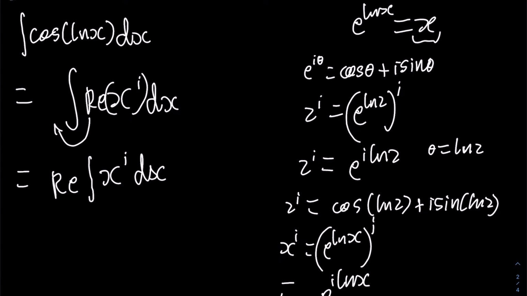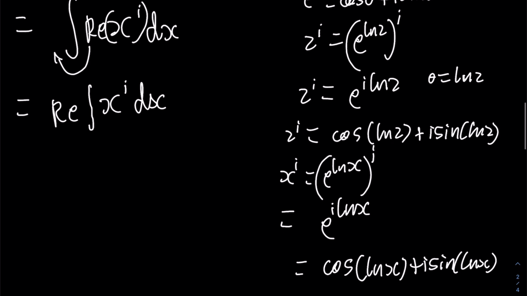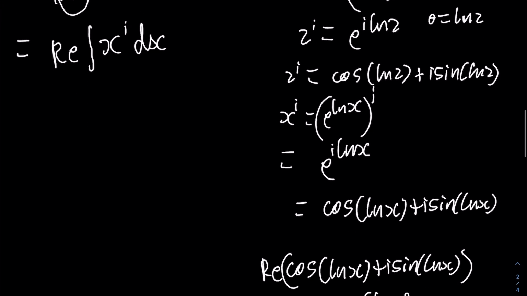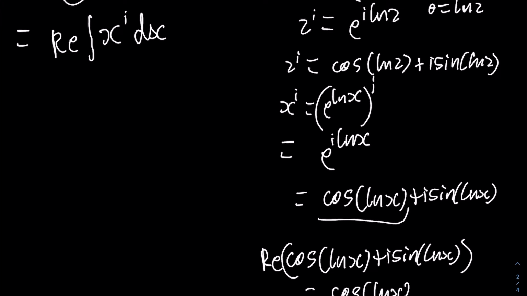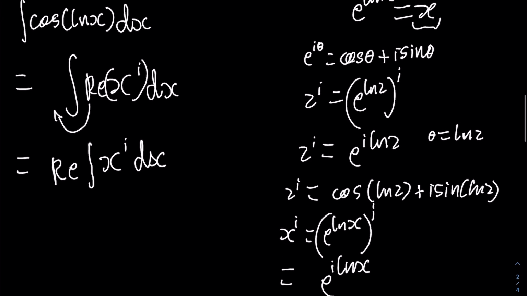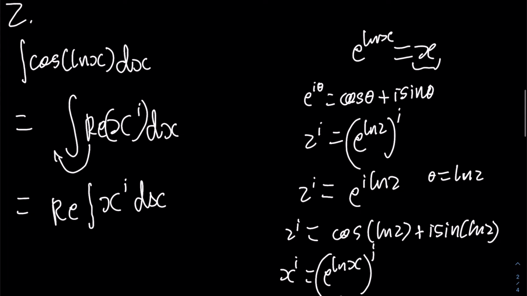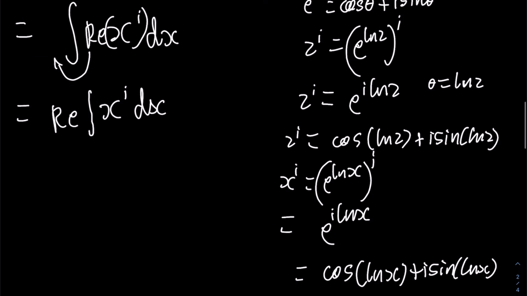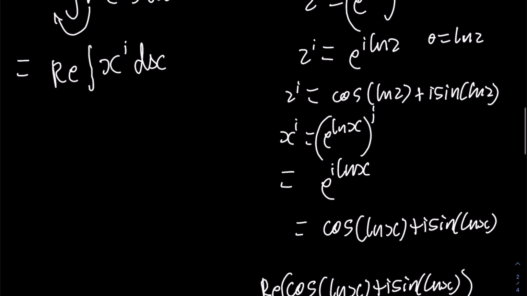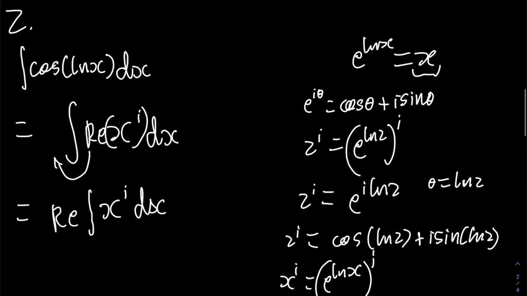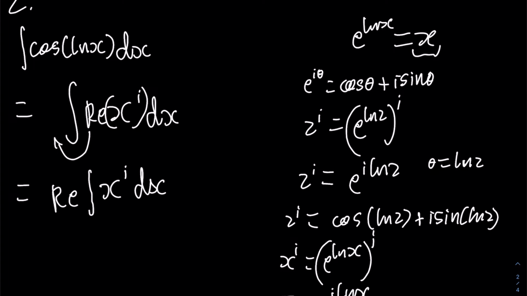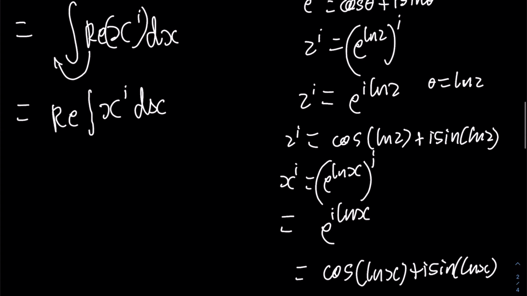So what this is essentially saying is that once we compute the integral of x to the i dx, taking the real part of the resulting expression will give us the integral of cosine of ln x. So that is pretty cool. And we can also logically see that if you take the imaginary part of this integral, that would return the integral of sine of ln x. That's what I meant by killing two birds with one stone, because with this you can also compute the integral of sine of ln x, and we'll see how that works later on.